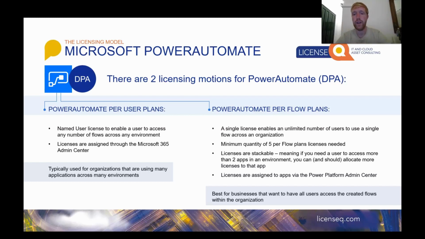It's a single license that enables an unlimited number of users to use a single flow across an organization, and a quantity of 5 per flow plan licenses are needed. So that's the minimum that you need within your tenant. Licenses are stackable, meaning if you need a user to access more than 2 apps in an environment, you can and should allocate more licenses to that app or flow. And also here, these are assigned to the applications or the flows via the PowerPlatform Admin Center. These are best for businesses that want to have all users access the created flows that are present within that organization.